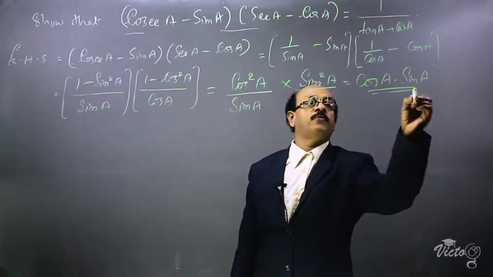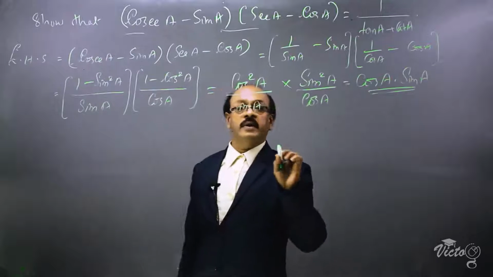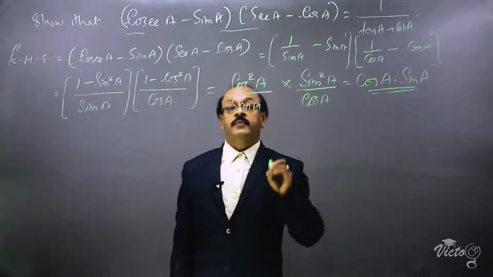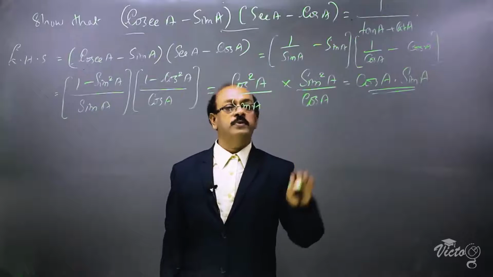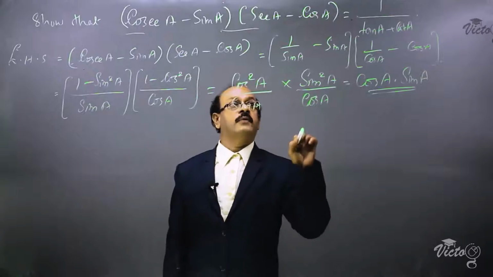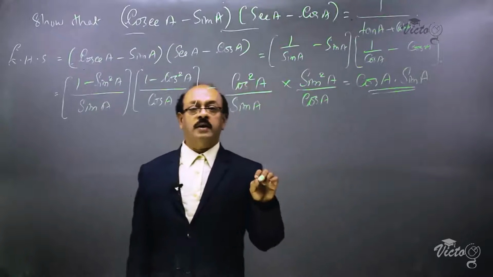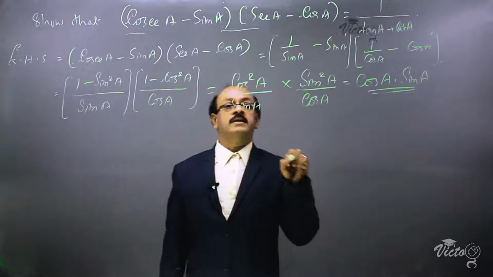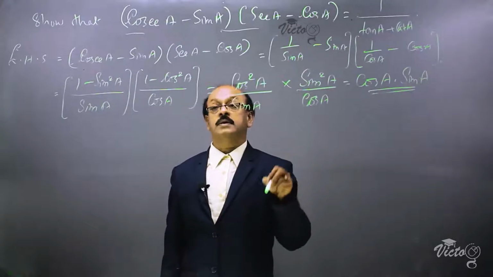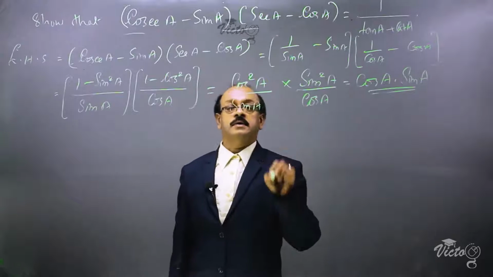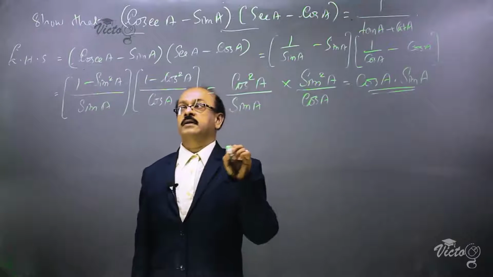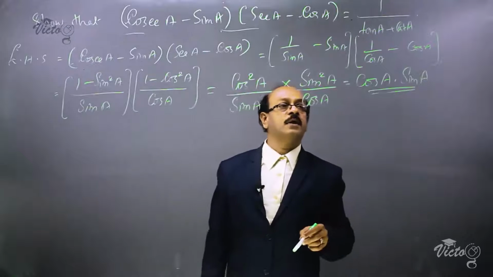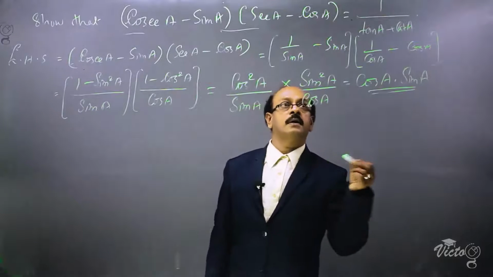So, on simplifying the LHS, we are arriving at a result cos A into sin A. No further simplification or calculation is possible there. So, we are taking the RHS also. If we are getting the same result on simplification of the RHS also, we can conclude that LHS is equal to RHS. On simplifying, we are getting the result of the LHS as cos A into sin A. Now, we are taking the RHS.